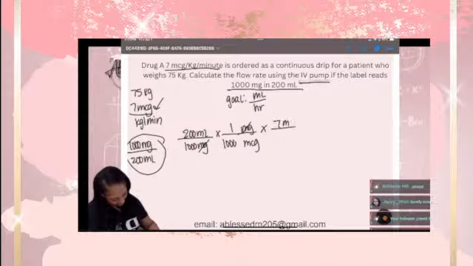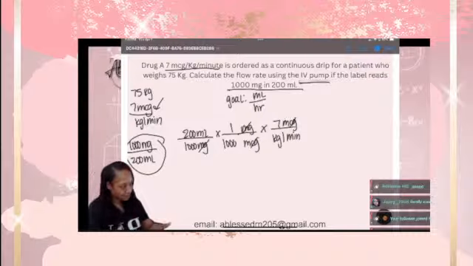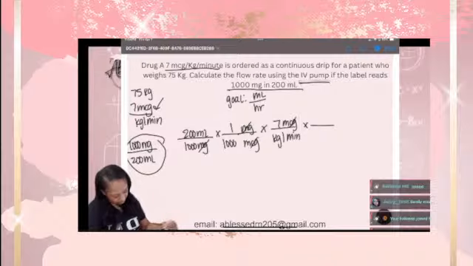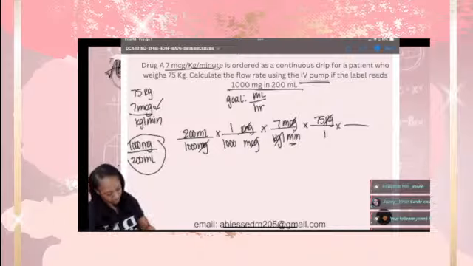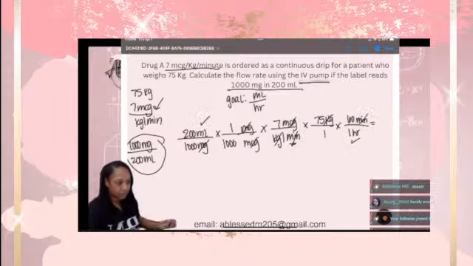We'll do our 7 micrograms per kilogram per minute. Micrograms crosses out. Cross out your units as you go. Now we're doing kilograms, so 75 kgs over 1. And then it is hour. We have minutes at the bottom right here, right? So we need 60 minutes is 1 hour. Minutes cross out. And now we have milliliters on the top and hours on the bottom.